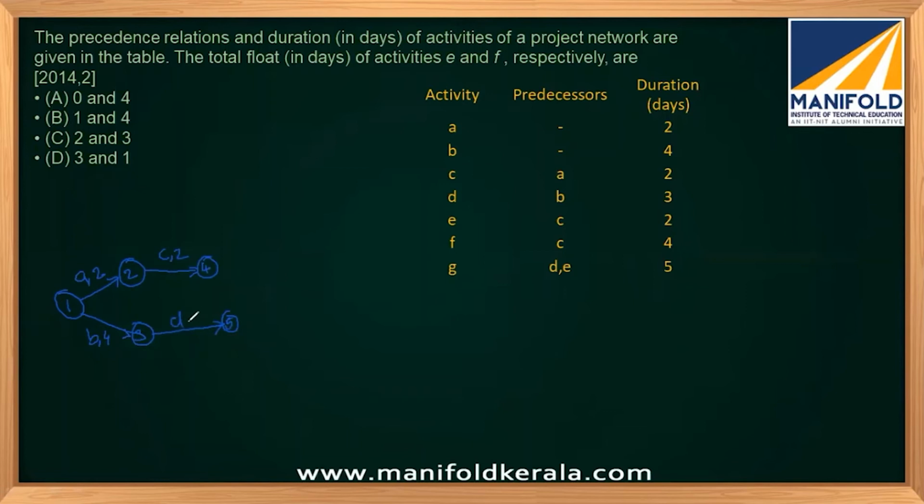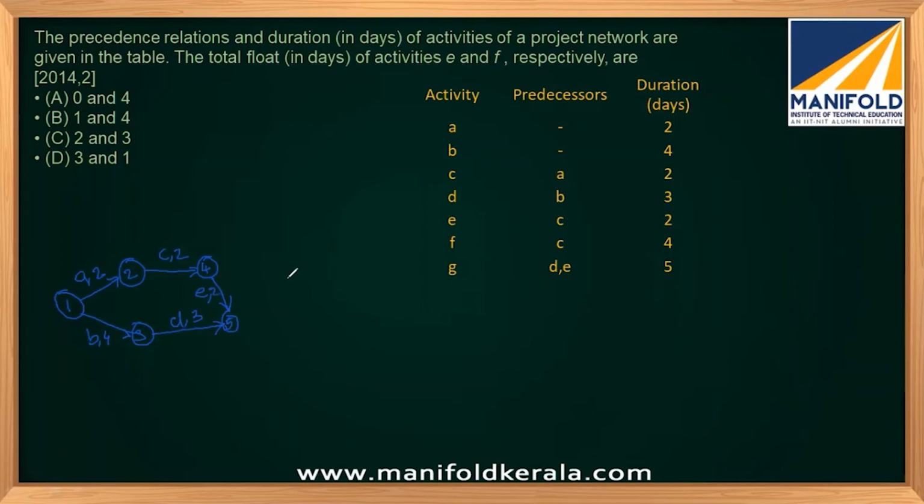D has a duration 3. Now E has a predecessor C, and also we can see that D and E are merging to form G. So let's merge them together to form this E. So this is E with duration 2.